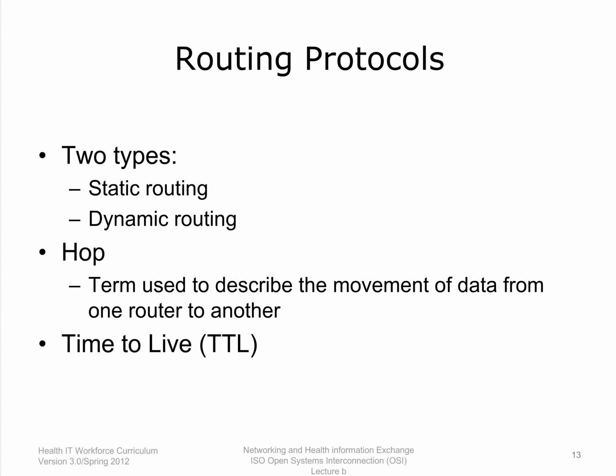A router will look at the destination IP address of a packet, calculate what network it is located on, and based on the information in the routing table about that network, forward the packet to its next hop. A hop is a term used to describe the movement of data from one router to another. For example, if a packet travels across 3 routers from its source to its destination, it is said to have taken 3 hops. As a packet crosses a router, the time to live, TTL, field in the IP packet is decreased by 1. When the TTL reaches 0, that router will discard the packet and send a message to the sender to let it know that the packet was undeliverable.